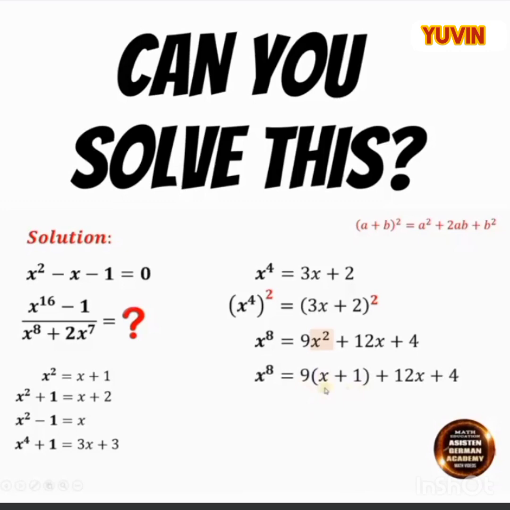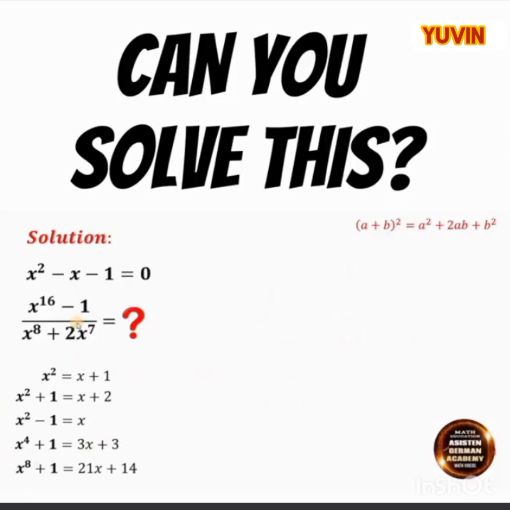We have 9x plus 12x will give us 21x. 9 times 1 is 9 plus 4 will give us 13. Next, add 1 both sides and we get that x raised to 8 plus 1 equals 21x plus 14. Now, keep in mind that x raised to 8 plus 1 equals 21x plus 14. Using these values, we can now evaluate this expression.